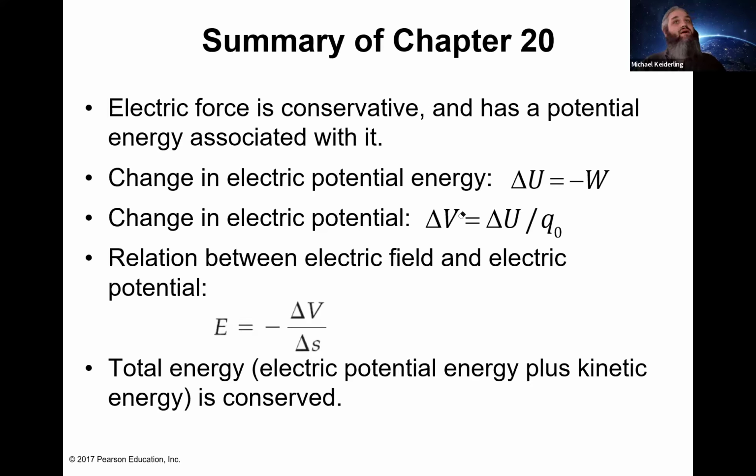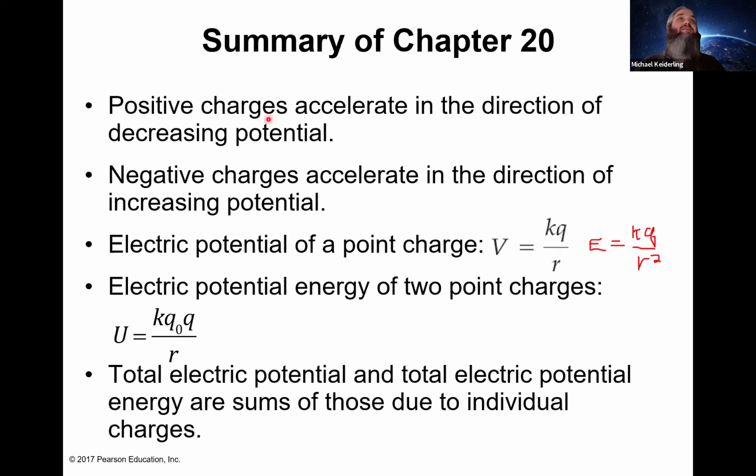The total energy is electric potential energy plus kinetic energy. That's conserved. Positive charges accelerate in the direction of decreasing potential. Negative charges accelerate in the direction of increasing potential. The electric field points towards the direction of increasing potential. Oh, wait, no. Sorry, the electric field points in the direction of decreasing potential. It points from high voltage to low voltage.